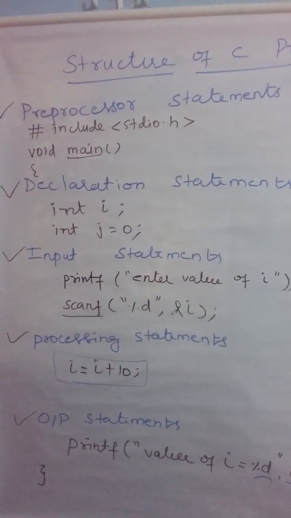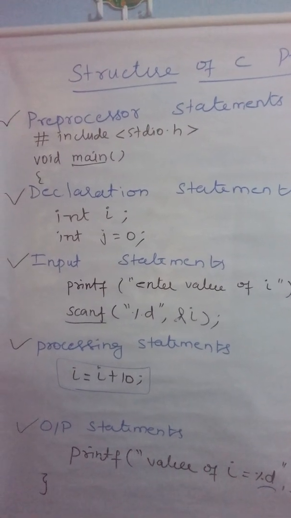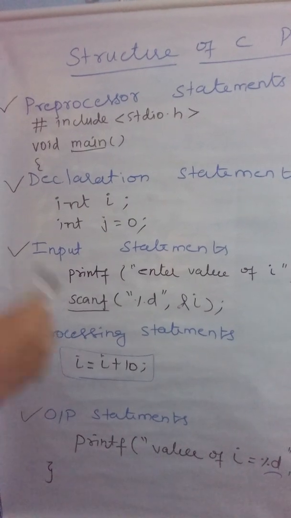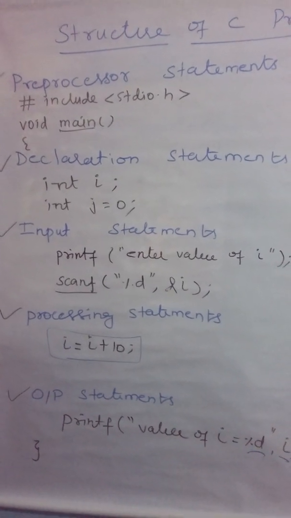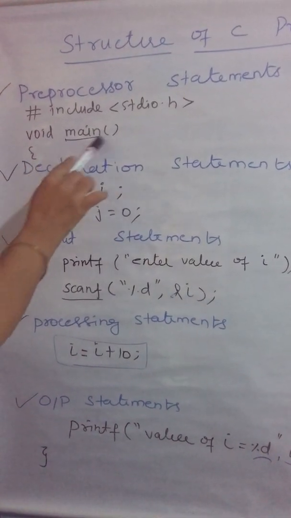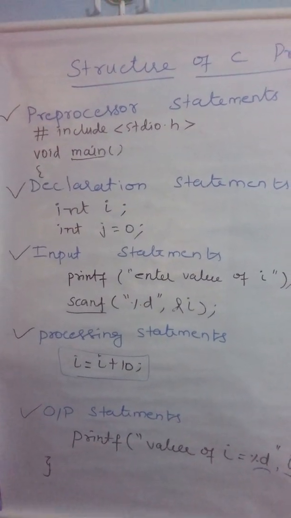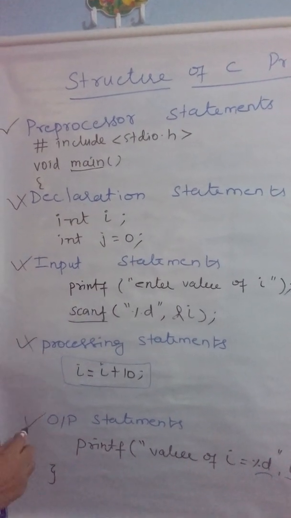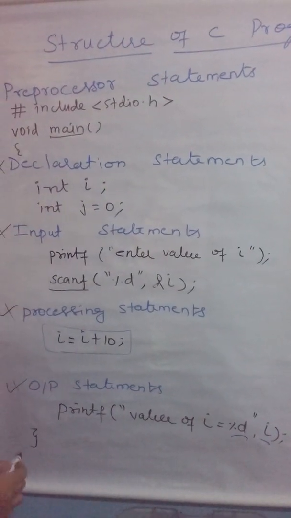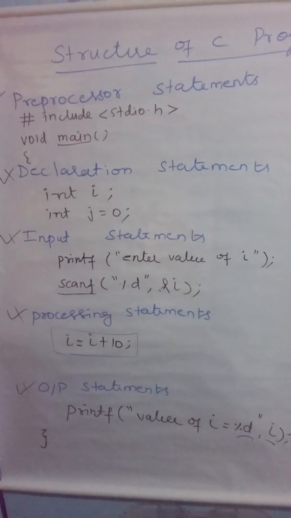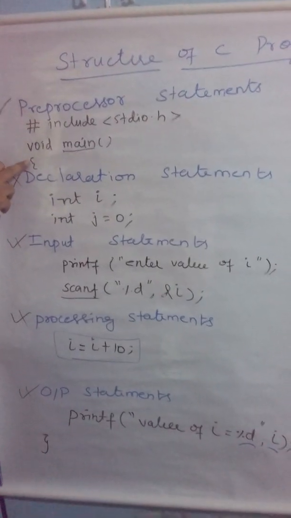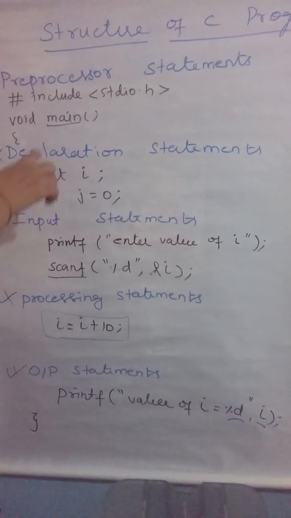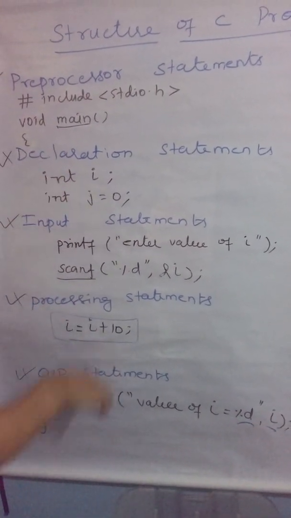Why is it so? When you are executing or running the program, your execution starts from the main function, irrespective of the number of functions you have used inside your program. So it is necessary to include the declaration, input, processing and output statements inside the main function. Where does your main function start? It starts from this curly brace and ends at this curly brace. Within this main function include these statements.